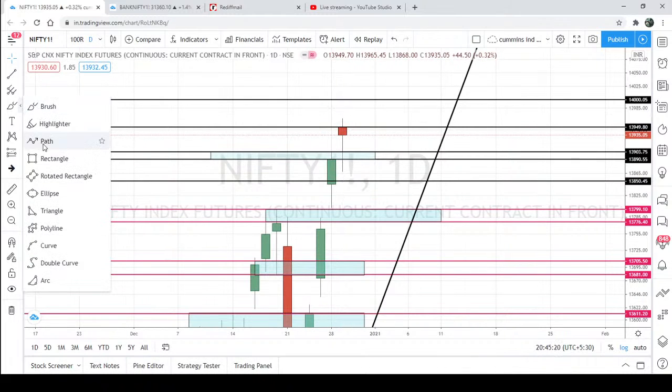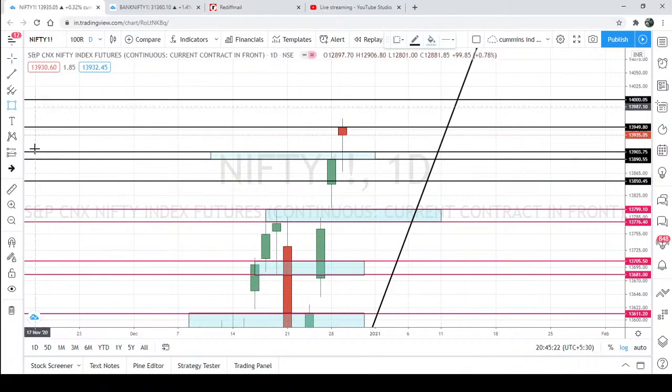I'll just draw a new zone here. Guys, watch out the way I draw zone. I'll take today's high and the open as an important level, because I'm seeing rejection from this level. Today's open and today's high. This will be an important level for my trading plan tomorrow. This will be a zone.